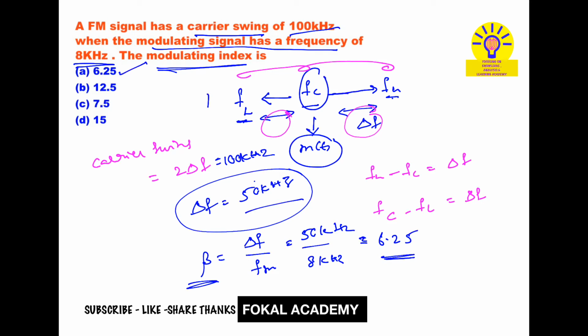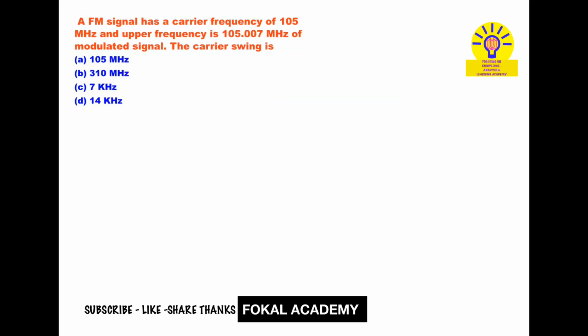Next problem. In this problem, an FM signal is given, its carrier frequency is 105 MHz, and the upper frequency of the modulated signal is 105.007 MHz. Then what is the carrier swing? First of all, find the frequency deviation. We know that frequency deviation delta f is equal to upper frequency minus carrier frequency. Here the upper frequency is 105.007 MHz minus the carrier frequency 105 MHz.